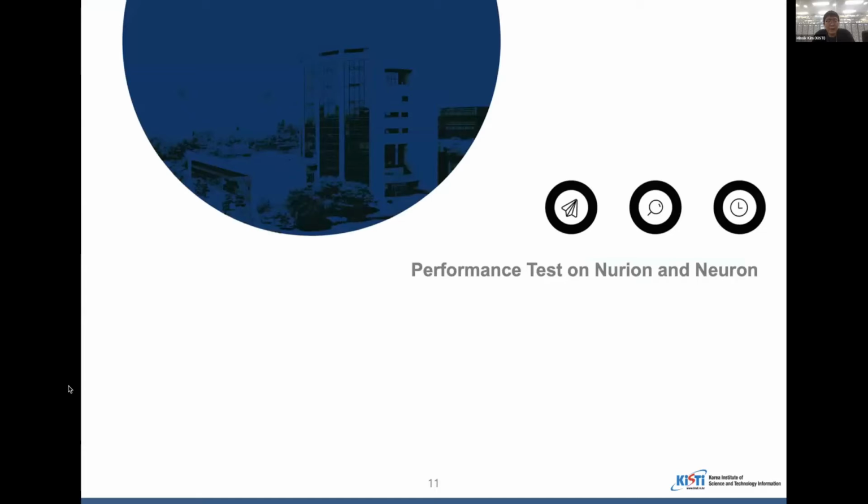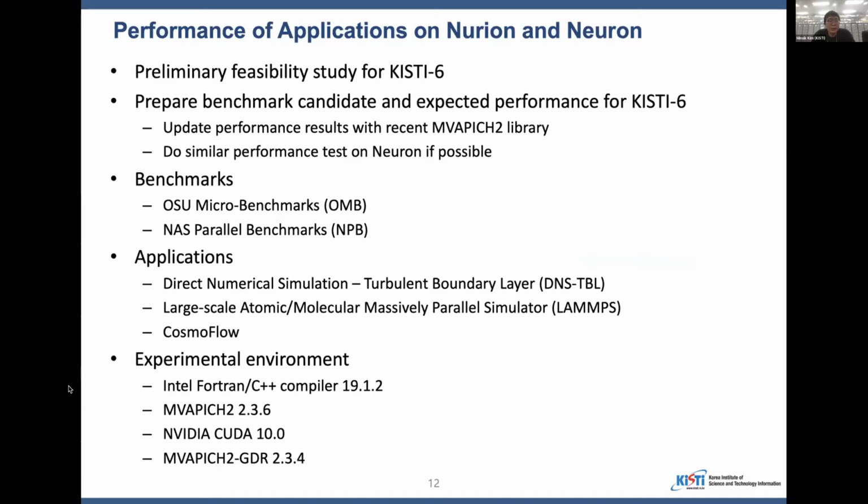So now I will introduce the performance tests on Nurion. We are in a preliminary feasibility study for KISTI-6, and as we all know, the possibility that KISTI-6 will be a GPU-based system is very high. Although we have another GPU system, it's not suitable for large-scale experiments. So we are also conducting MPI performance analysis on Nurion, which is based on an existing CPU system. Also, various tests are conducted on Nurion as much as possible.